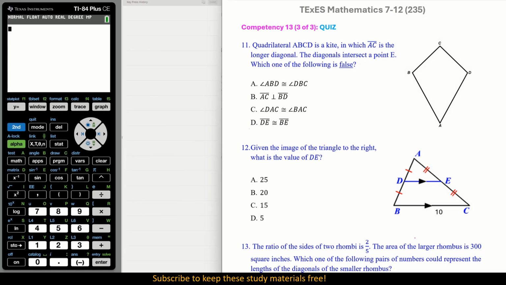Number 11. Quadrilateral ABCD is a kite in which AC is the longer diagonal. The diagonals intersect at point E. Which one of the following is false? Okay. I added the basic kite shape here for us.